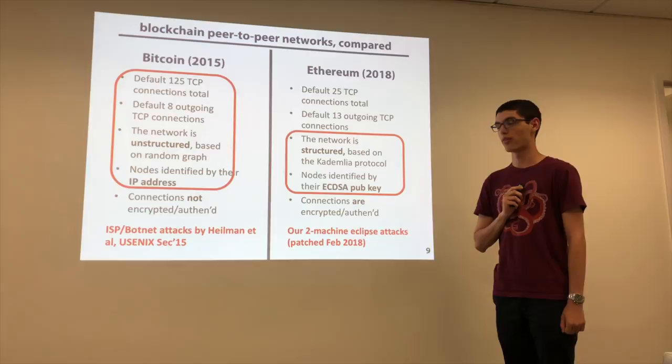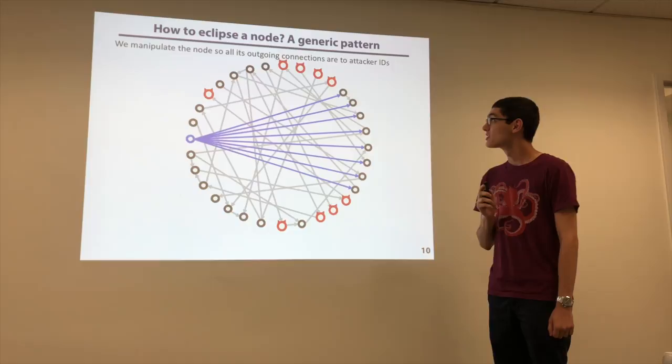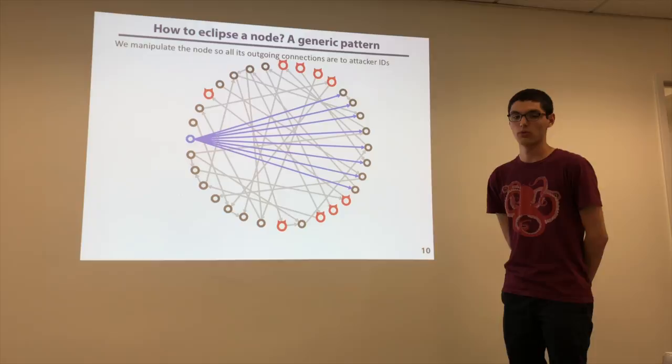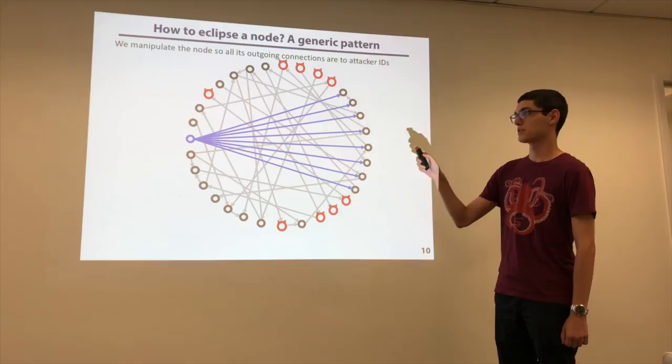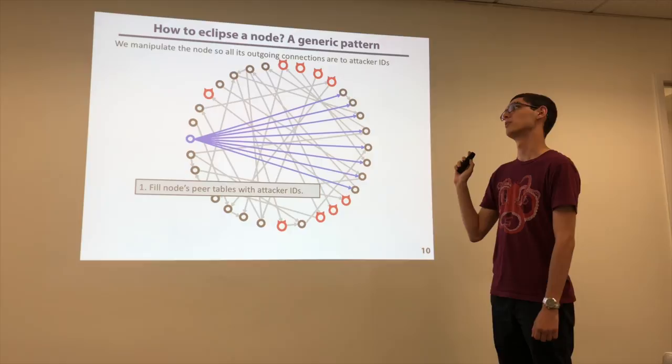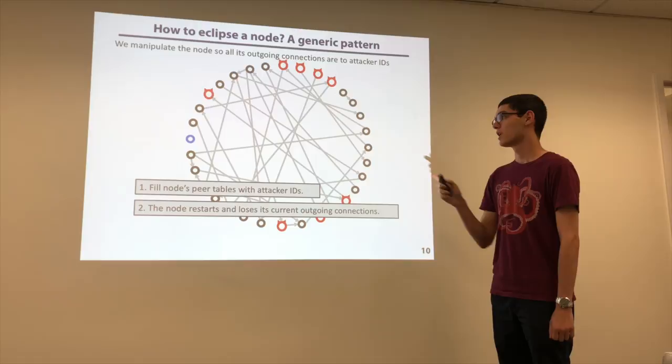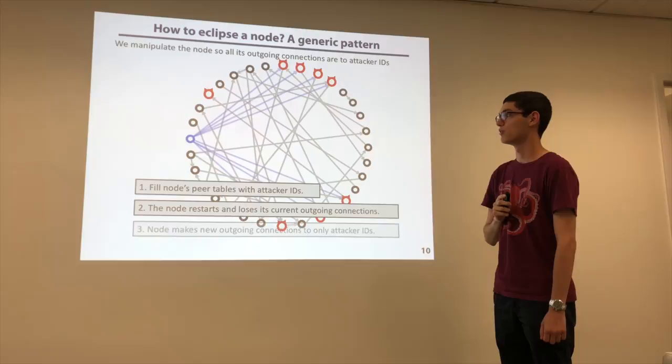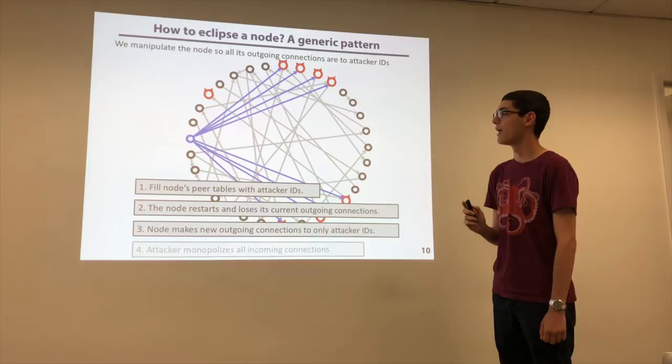But yeah. So before we look at Ethereum specifically, just a generic pattern. This is how it worked in Bitcoin, and also how it works in Ethereum. You're just manipulating, basically, the victim's connections to the attacker. So, first you have to fill the node's peer tables with attacker IDs. You make him restart, and I'll explain how you do that. You make him restart because you need him to lose his current outgoing connections. Then, when he reboots, he'll only connect to the attacker because you filled his peer tables. And then to finish the attack, you monopolize his incoming connections.